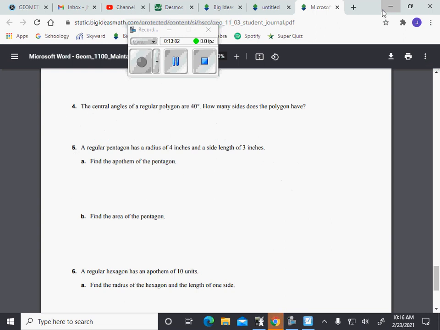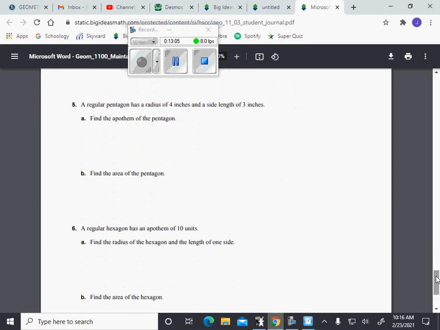And number 5. A regular pentagon has a radius of 4 inches and side length of 3 inches. Find the apothem of the pentagon. Okay. Draw these. It'll only help. Okay, there's my somewhat pentagon. Doesn't have to be perfect. There's my circle. Again, doesn't have to be perfect.